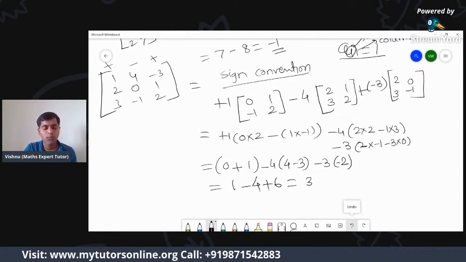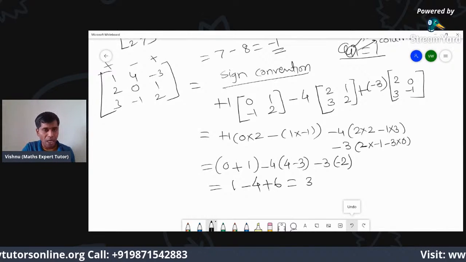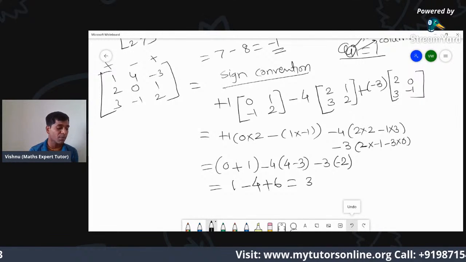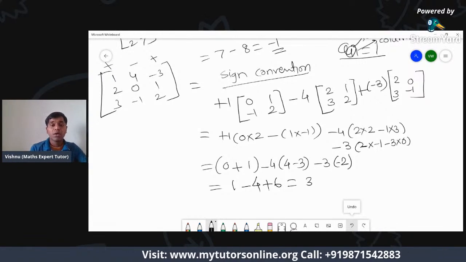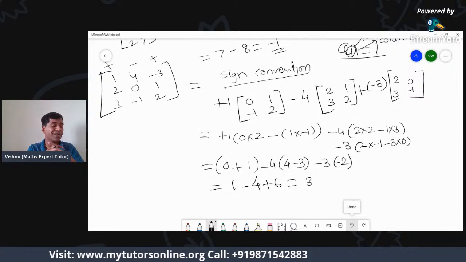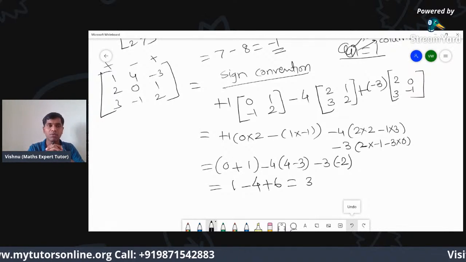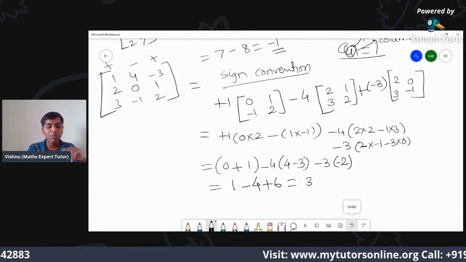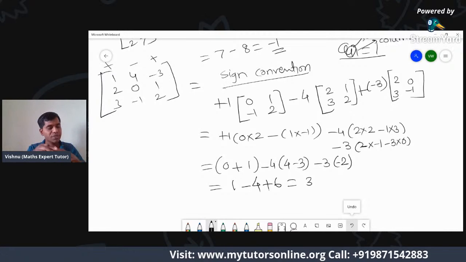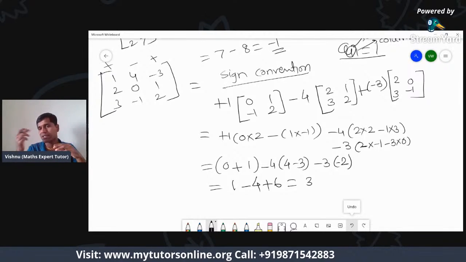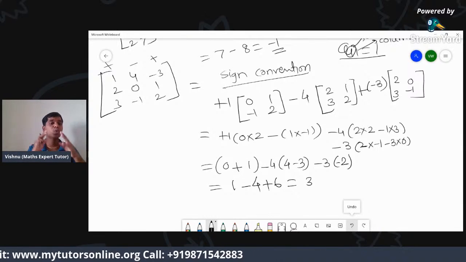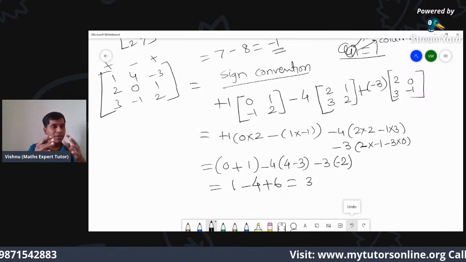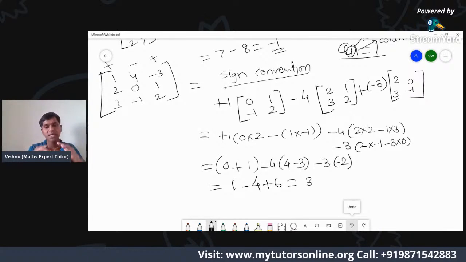Yeah, 3. So the determinant is going to be a number for us, and here the number is 3. Two things you have to remember while calculating the determinant of any matrix. One is sign convention, plus, minus, and plus. Second thing is whichever number you are considering, whether A11 or A12 or A13, you need to forget that row and that column. So row and column, and the rest of the numbers you write and then calculate.